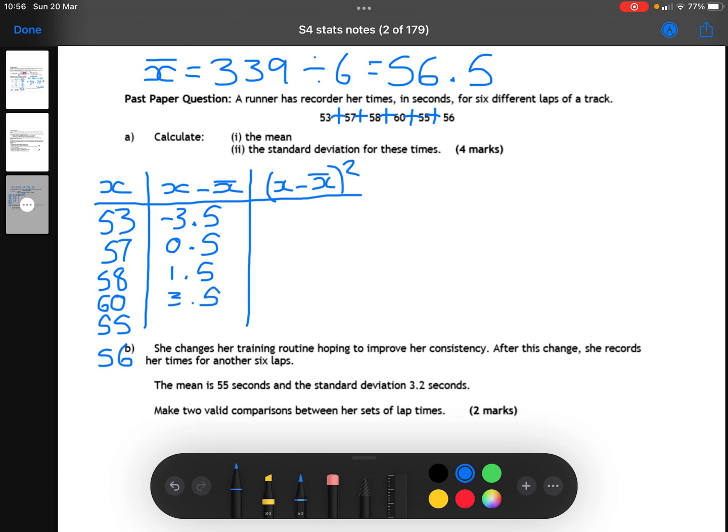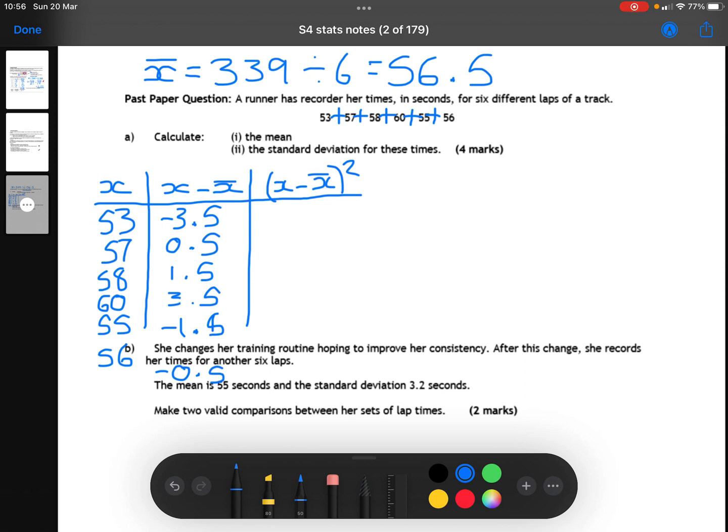There we go, 0.5. 55 minus 56.5, so negative 1.5. And I'll just squeeze that one in, 56 minus 56.5 is negative, so I'm just going to squeeze that in down the bottom there, underneath. You'll probably be able to fit it in the bottom of your table.